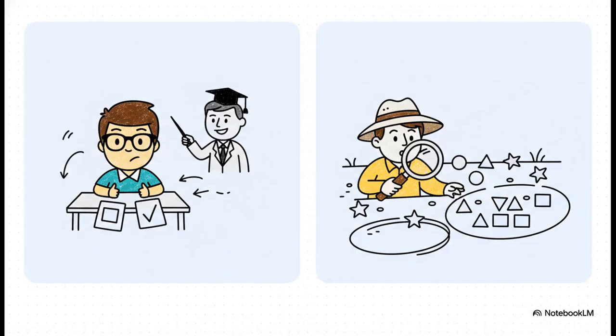So let's just put them side by side real quick. Supervised learning, with its labeled data, is all about predicting a specific outcome. It's like studying with that answer key. Unsupervised learning, on the other hand, is about discovering patterns in unlabeled data. It's more like being an explorer in a new city.